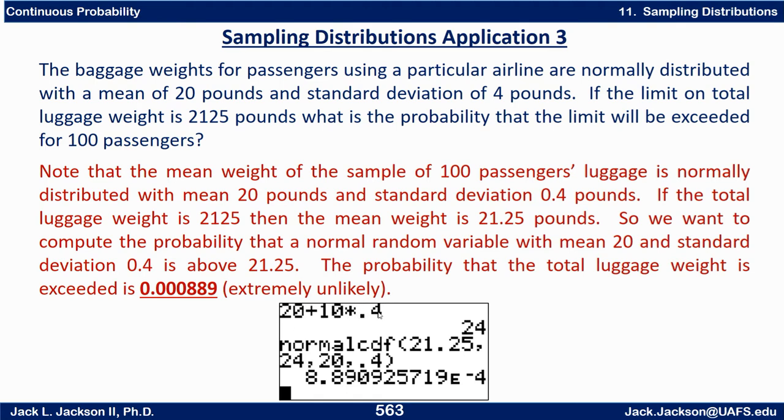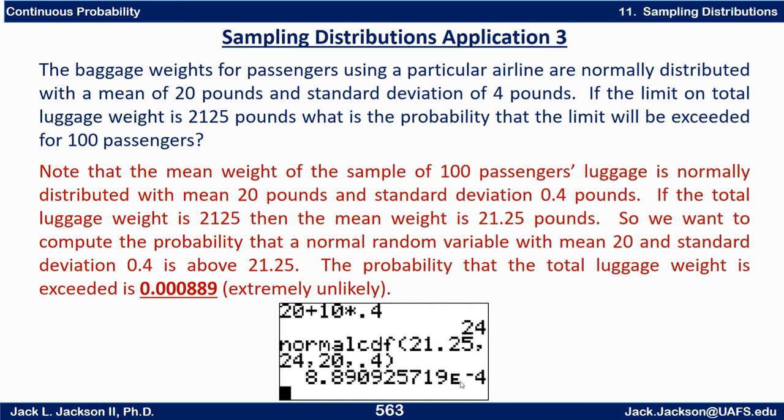The standard deviation we're using here is 0.4, and the mean is 20, so it's 20 plus 10 times 0.4, which is 24. So we can use that instead of infinity here, or you could use something a little bit bigger than that if you'd rather. So 21.25 to 24, mean of 20, standard deviation 0.4.